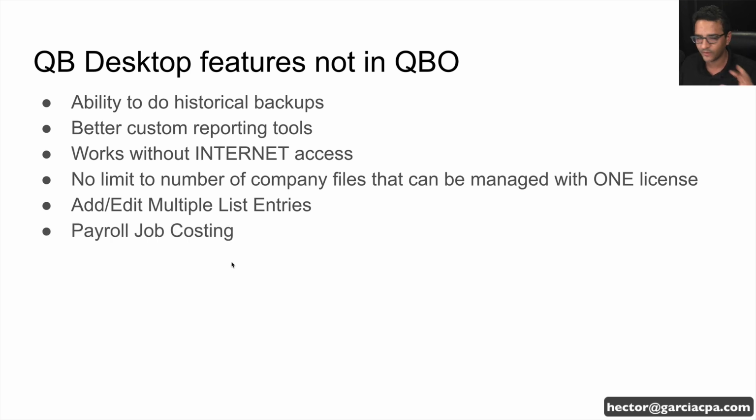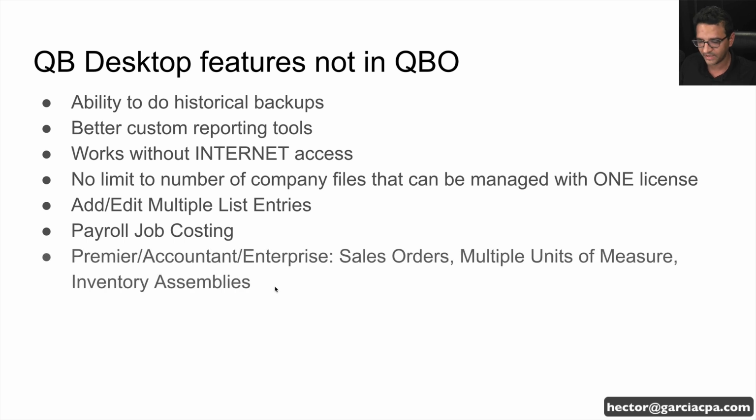Payroll job costing, QuickBooks Online has some version of it. It's just not there yet. So if you're a construction business or whatever, Desktop is just much better. In QuickBooks Premier Accountant and Enterprise, you get sales orders, you get multiple units of measure, you get inventory assemblies. For an inventory-based company, it's a no-brainer.